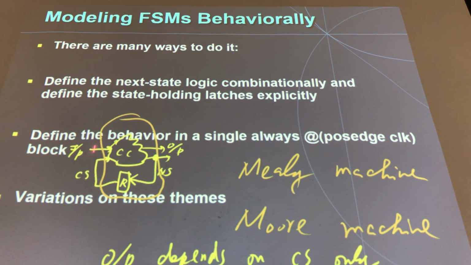This is the circuit we are trying to design. You have to provide a register, here 2-bit, and you have to provide a combinational circuit. So how do you write it?